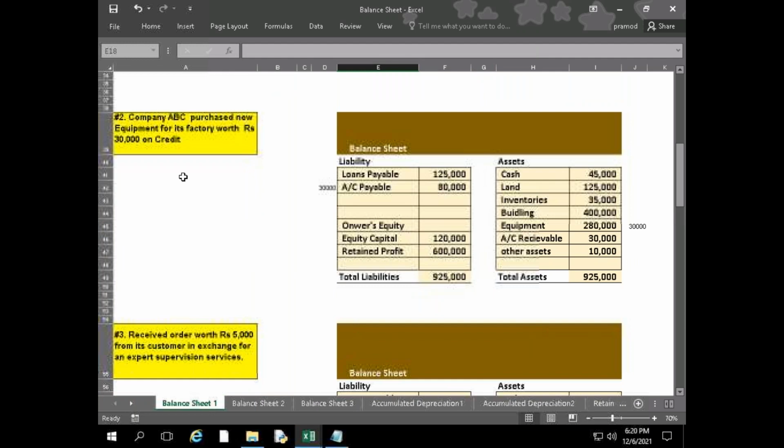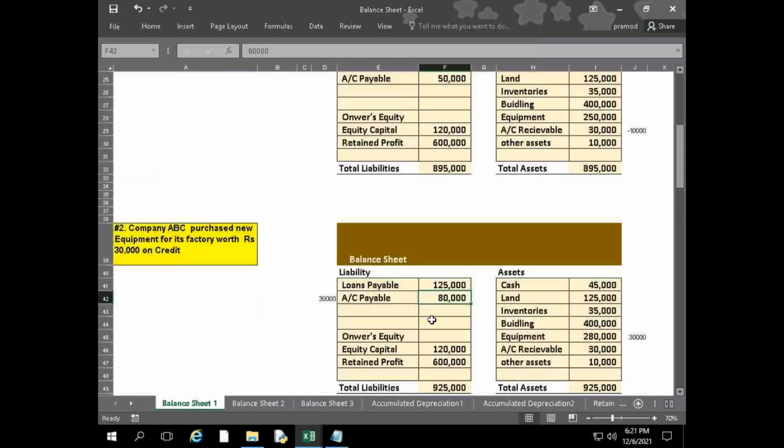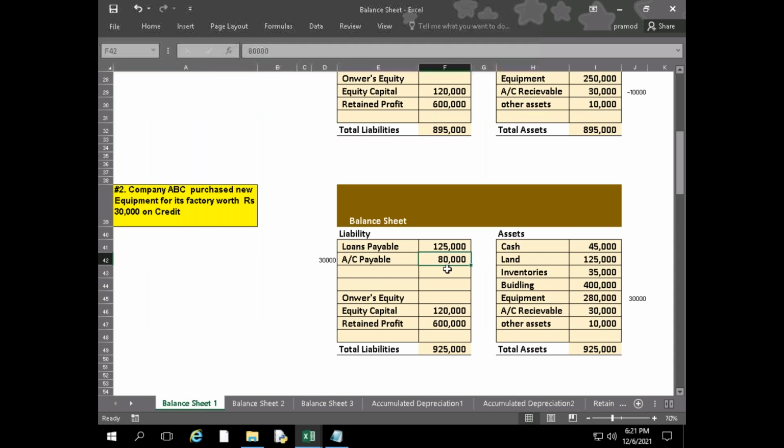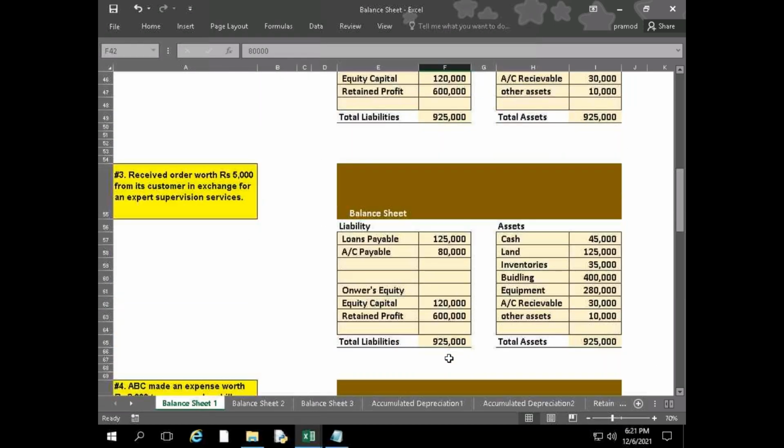Next, company ABC is purchasing a new equipment for its factory worth 30,000 on credit. They are telling purchase. When it is purchased from your supplier, the amount goes directly to the liabilities. Credit is nothing but payable, since you are purchasing in the form of credit, so it's your account payable. That 50,000 should increase by the 30,000, so it will be 80,000. If your account payable is increasing to 80,000, you are getting the equipment, so your equipment value should also increase, from 2,50,000 to 2,80,000. Manually you change it.